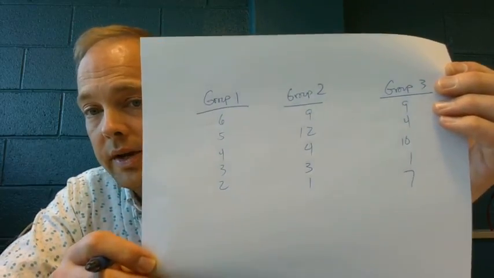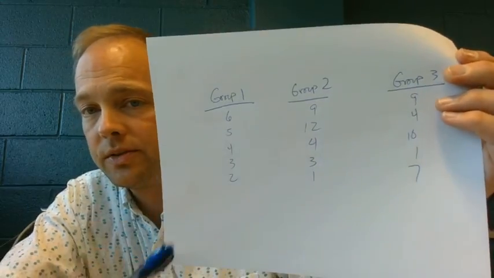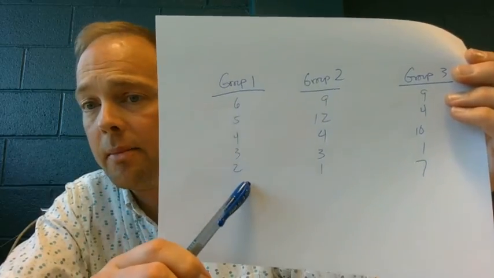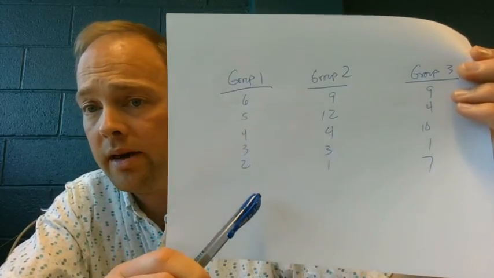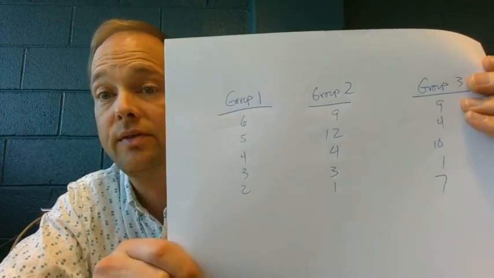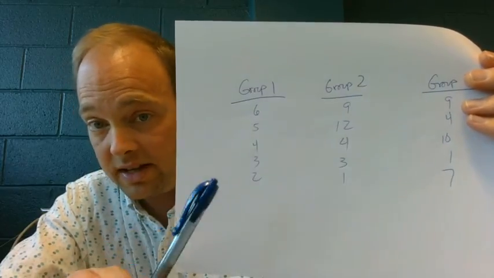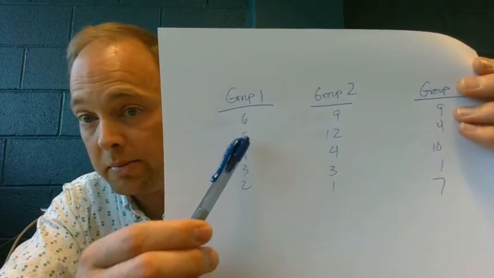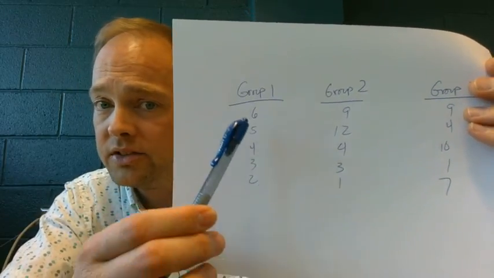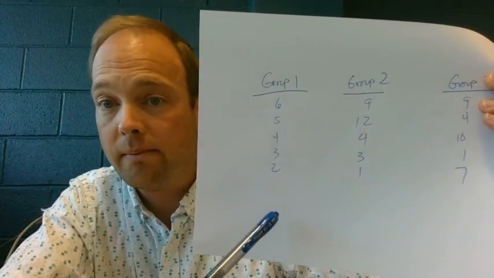Looking at these three groups, let's look at group 1 first. Can you see that there is some variation in group 1? 6, 5, 4, 3, 2. Yes, there is variation in group 1. If there wasn't any variation in group 1, all those numbers would be equal. All those numbers would be the same, but all those numbers are not the same. They are different. So we have variation, or more specifically, variance in group 1.